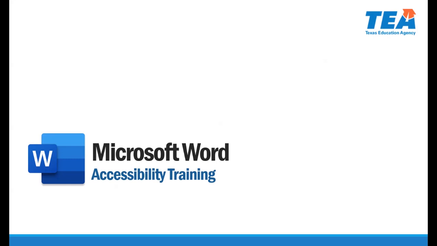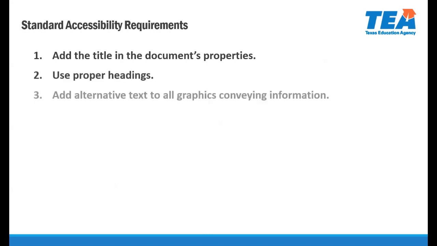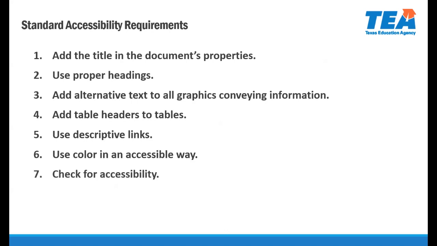Microsoft Word Accessibility Training. When working with Microsoft documents, remember the accessibility requirements you must do to make your documents accessible. Add a title to the document's properties. Use proper headings. Add alternate text to graphics conveying information. Add table headers to tables. Use descriptive links. Use color in an accessible way, and always check for accessibility.